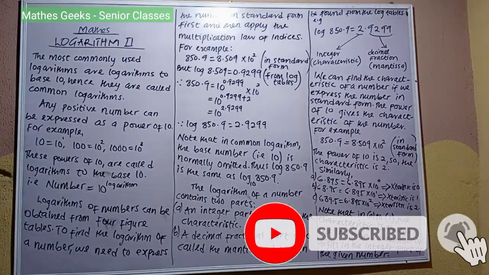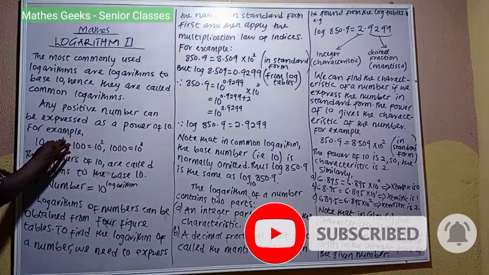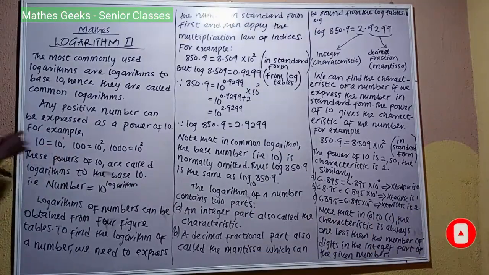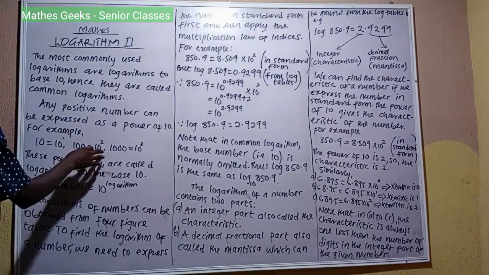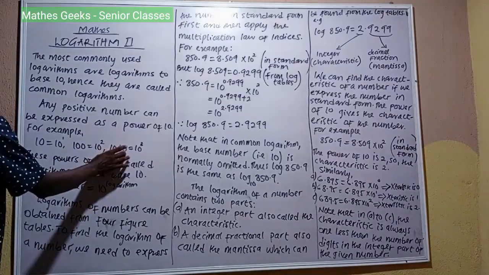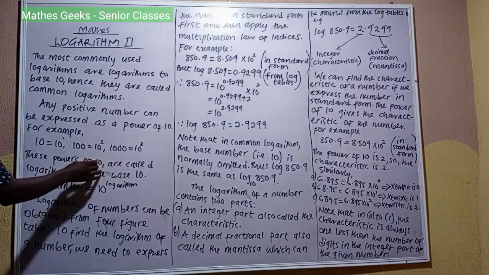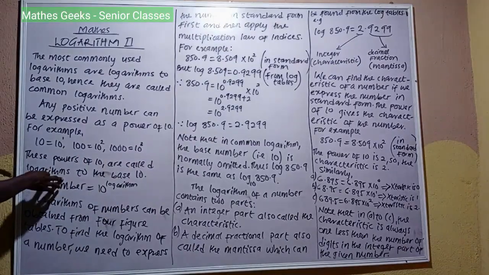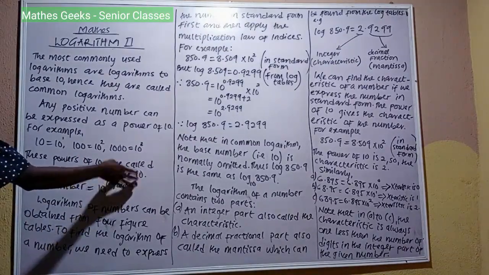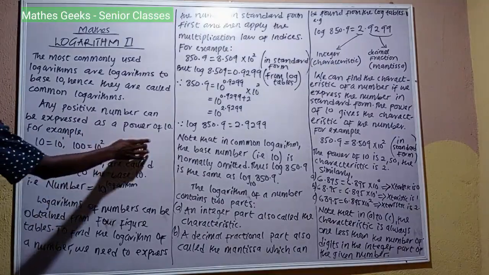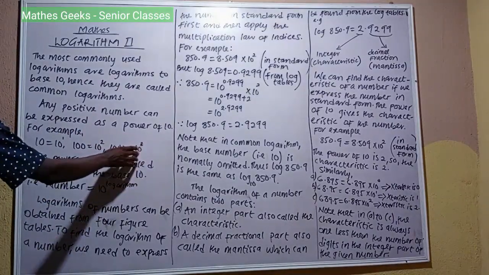For example, 10 is equal to 10 raised to the power of 1. 100 is equal to 10 raised to the power of 2. 1000 is equal to 10 raised to the power of 3. These powers of 10 are called logarithms to the base 10. So 1, 2, 3, they are logarithms to the base 10.